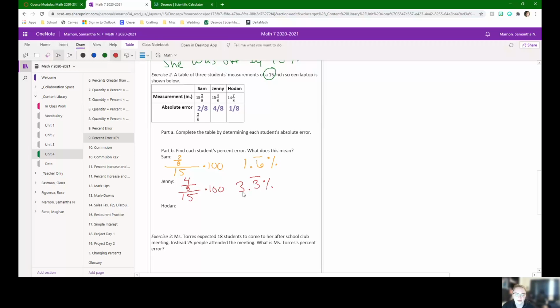So Jenny was off by 3 1/3%. For Hodon, she was off by 1/8. So pause the video, see if you can figure out what her percent error is. Okay, so for Hodon, you get 1/8 divided by the actual, which was 15, times 100 to change the decimal to a percent.